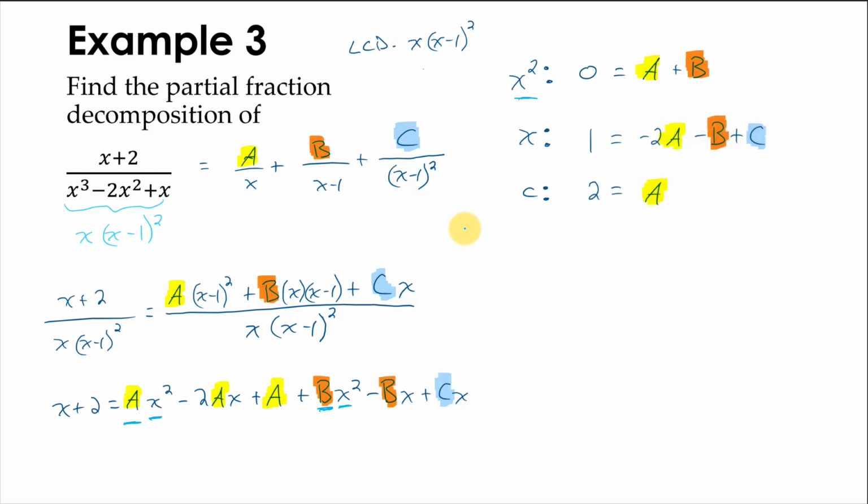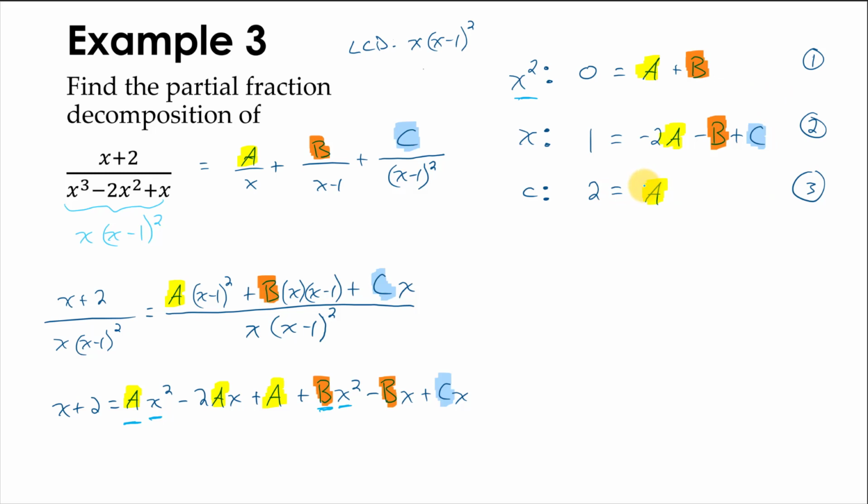So again, I've got 1x over here, and I've got minus 2a, a minus b, and a plus c. And then for my constant terms, I just have a constant a on the right-hand side, and on the left-hand side, I've got a 2. So I've got 2 equals a. So again, 3 equations, 3 unknowns. If I go ahead, I know a is already solved for, a is 2, so that's nice.